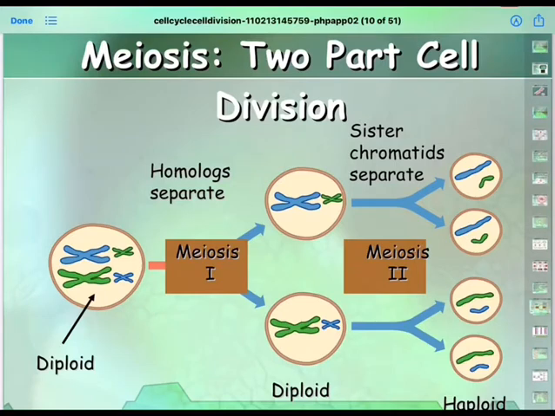Unlike mitosis, meiosis is a reduction division, RD. Mitosis, ED, equal division. Meiosis, RD, reduction division. Why reduction division? The daughter cells that are formed, unlike in mitosis, the chromosome number gets reduced. By how much does it get reduced? By 50%. That is the reason why we are using the word reduction division. So mitosis is equal division, meiosis is reduction division.